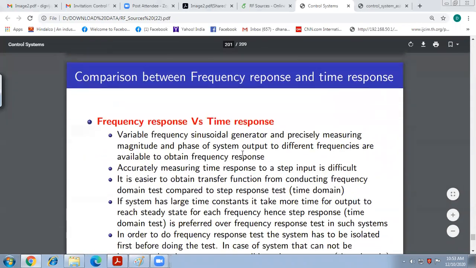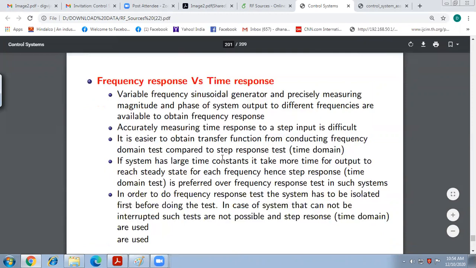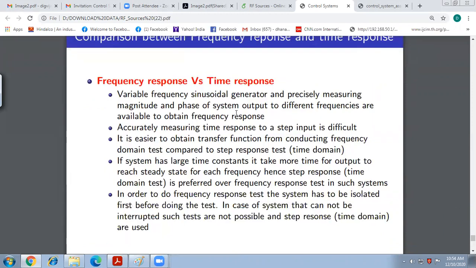Now we have some comparison between frequency response and time response. I have gathered so many points, you can read them anytime. But to my knowledge, the most important advantage in frequency domain is ease of modeling, compared to time domain.